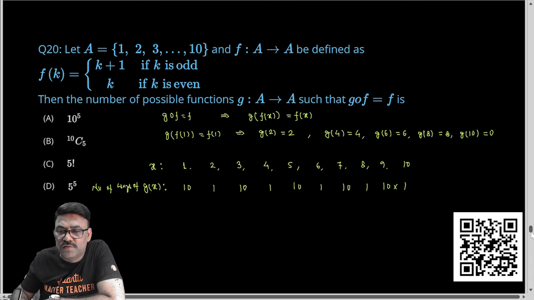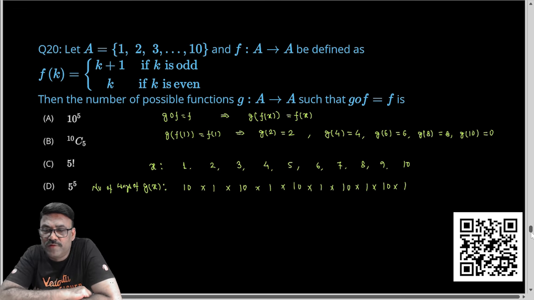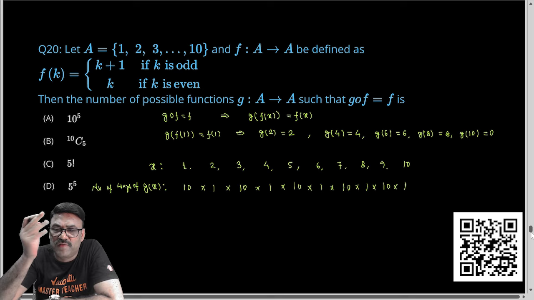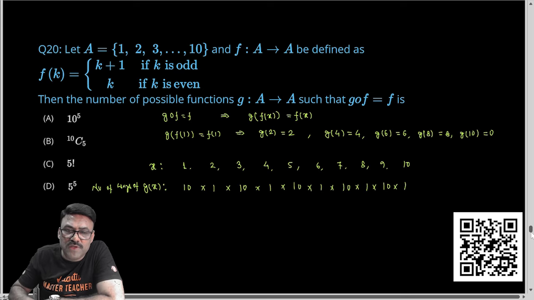For even numbers, 2, 4, 6, 8, the image should be that number itself. g(2) should be 2 only, g(4) should be 4 only, g(6) should be 6 only, g(8) should be 8 only. So for even numbers, you have only 1 option. And for odd numbers, image can be anything. g(1) can be anything. g(1) can be 1, 2, 3, 4, 5, 6, anything. 10 options. So basically, your answer will be 10 raised to 5 here.